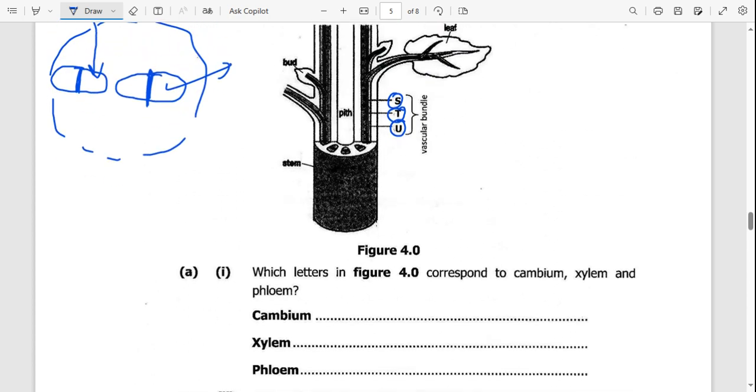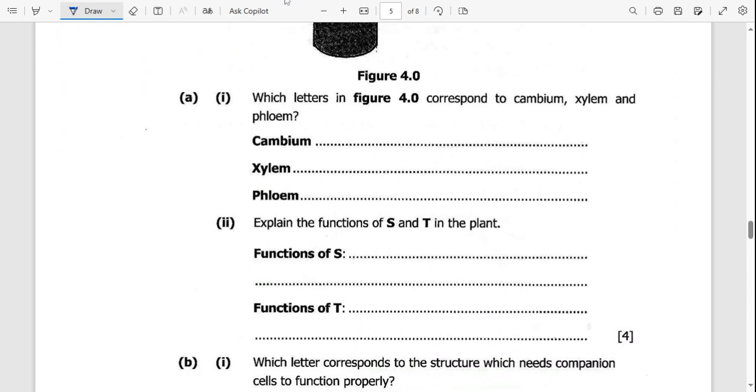S is more inside. What is the function of the xylem? Xylem is basically there to transport water and minerals, isn't it? From down the plant. So xylem conducts water and minerals from the roots to the upper part of the plant. Cambium carries out cell division to produce new cells. So it will carry out cell division to produce new xylem and new phloem.